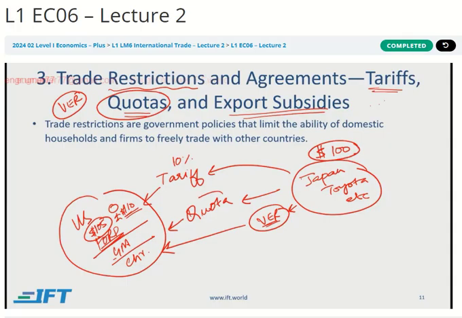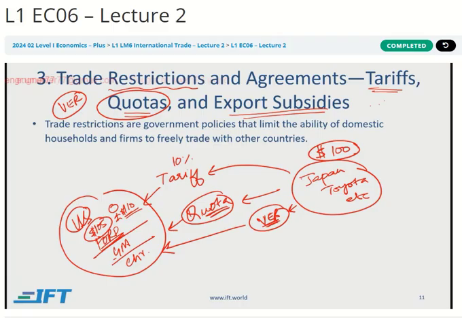And the other difference, which we will see when we get to the detailed analysis of quota versus voluntary export restraint, is that in the case of a quota, the US government is controlling this quota. So they actually are going to be able to sell those import licenses, those import quotas, and possibly generate some revenue. But in the case of a voluntary export restraint, the US government won't be able to generate that revenue.